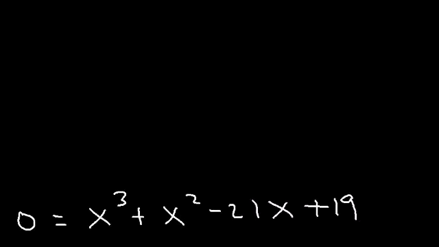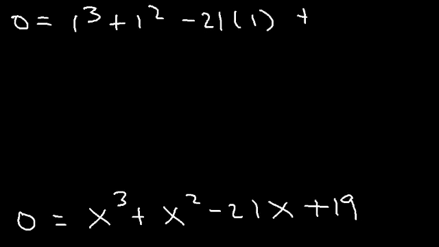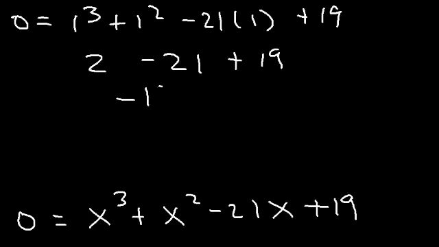So let's use synthetic division to solve for x. But we have to find the possible factors. Possible factors of 19 are 1 and 19. So chances are it's probably going to be 1. If we plug in 1, this is equal to 0. 1 plus 1 is 2. Negative 21 times 1 is negative 21. 2 minus 21 is negative 19. This adds up to 0.